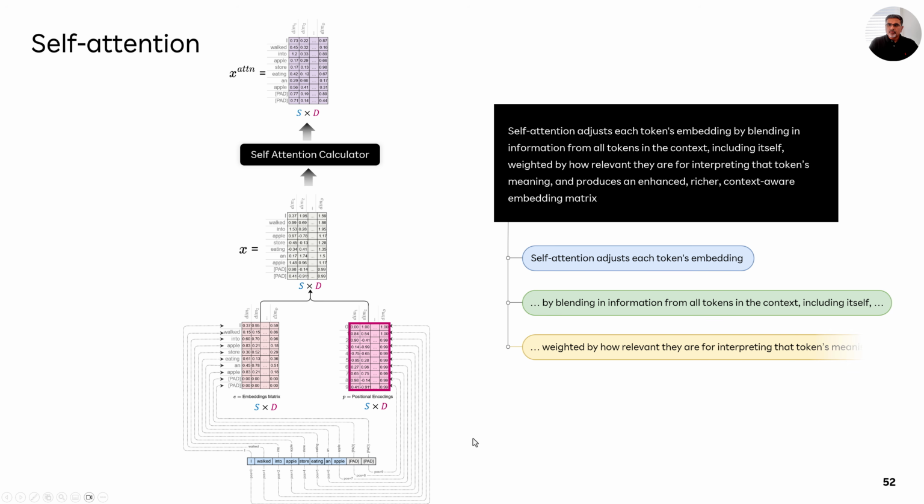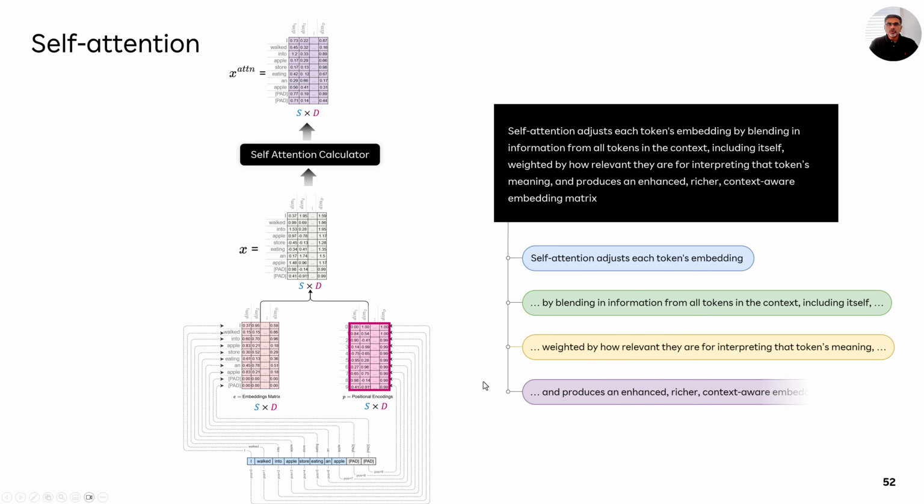The next thing is: weighted by what? You weight by how relevant they are in interpreting that token's meaning. So what it means is that you're changing all these individual cells, and you change them weighted by how relevant they are for interpreting what that word actually means in that context. Again, we'll go into more detail shortly on what this means.